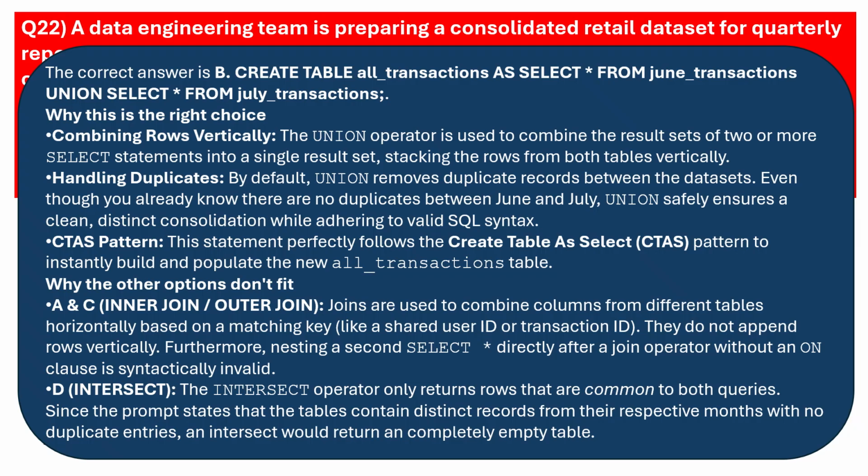D. INTERSECT. The INTERSECT operator only returns rows that are common to both queries. Since the prompt states that the tables contain distinct records from their respective months with no duplicate entries, an INTERSECT will return a completely empty table.